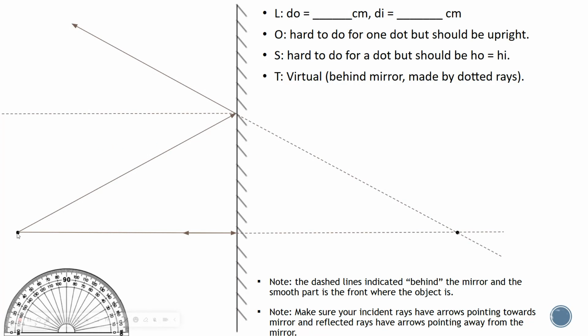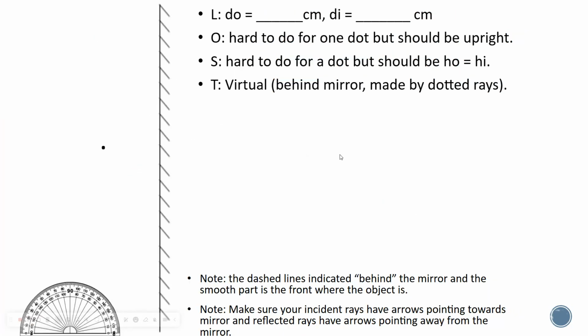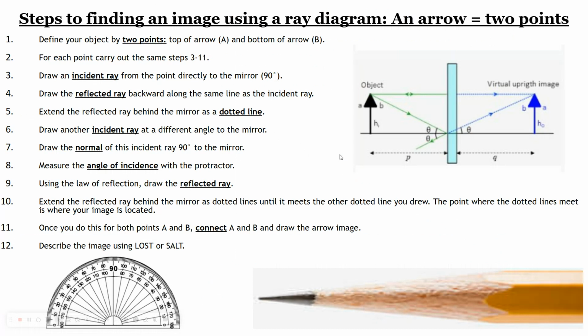Again, you could have drawn a ray here instead, and then your normal, and then measured the angles, and then a reflected ray, and it would still meet up at the same spot. So you need at least two trace back rays to find the image over here. And that is a simple example of a plane mirror ray diagram. In your notes, you can copy this out, and you can try the other examples, like this one here, this one here.